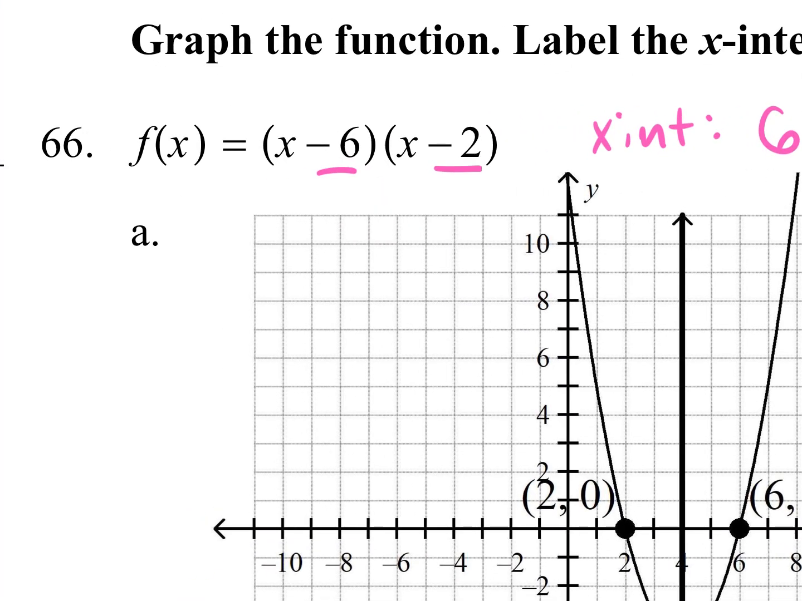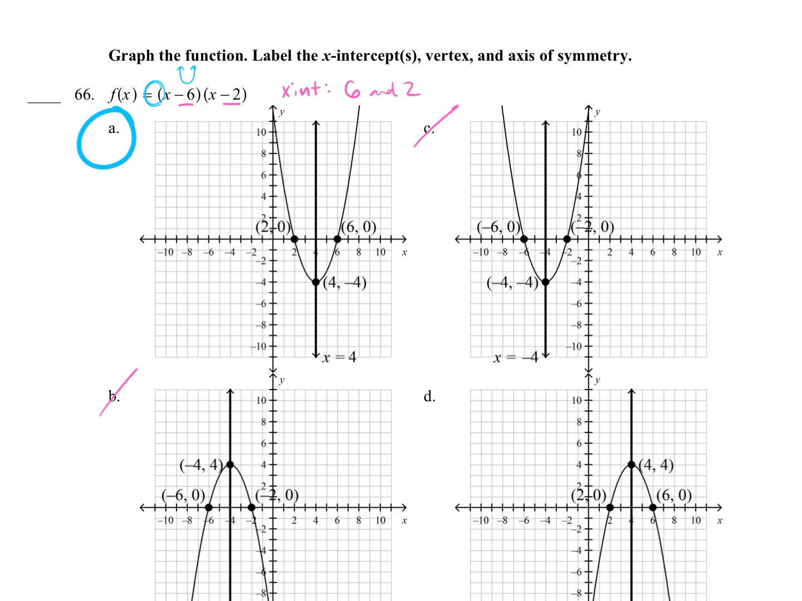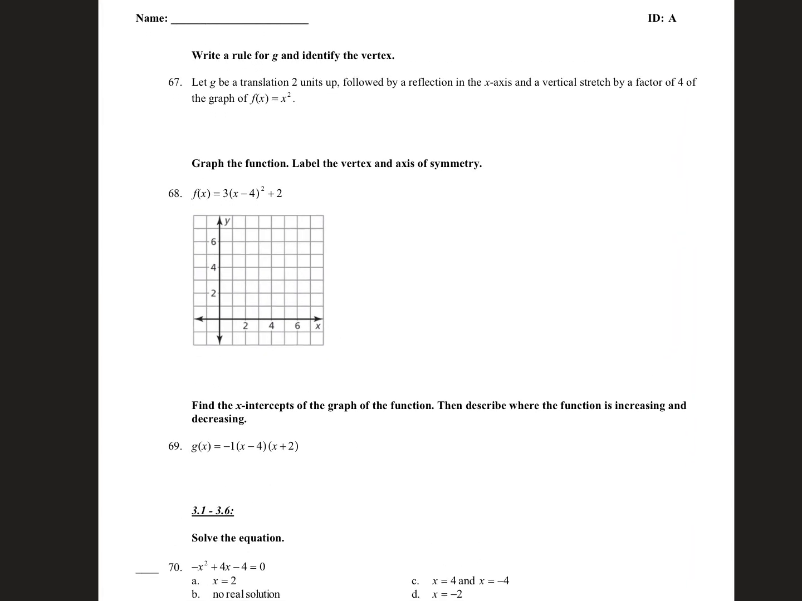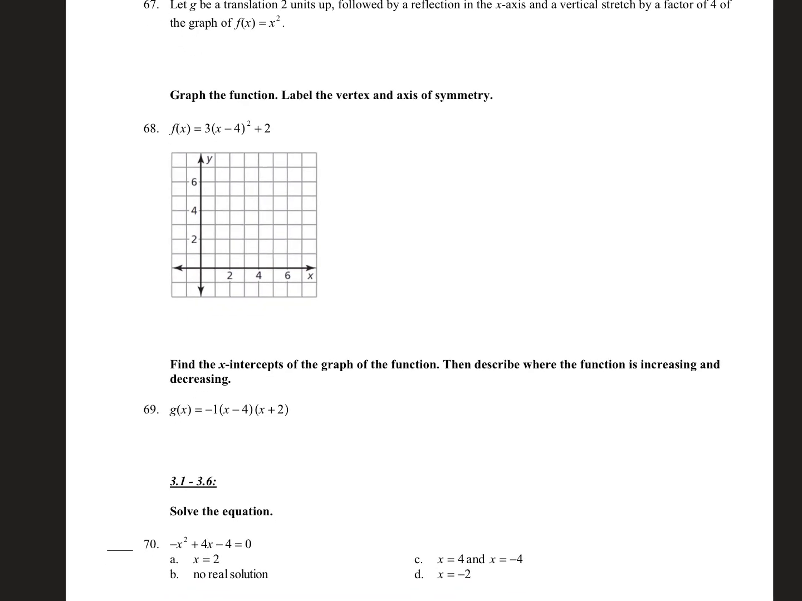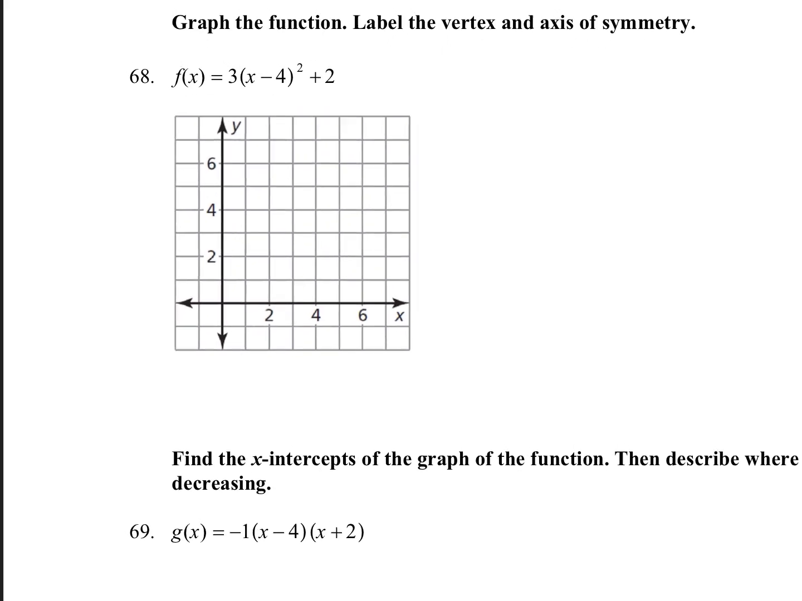Is my graph going to open up or open down here? How do we know that it's going to open up? Because it's positive. There's no negative outside. So we know it's going to open up. So between A and D, which one is it going to be? A, the one that opens up. All right, 67 we did on the last page. So just applying the transformations one at a time to graph the function, we'll graph 68.